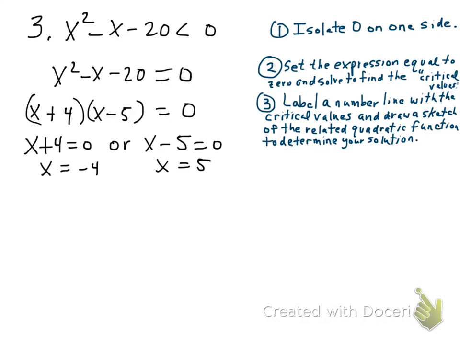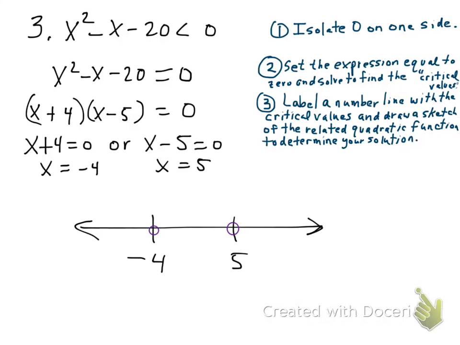First of all, I just want to point out that the critical values are the values of x that cause this function to equal 0. So let's go ahead and make a number line with the critical values on it. Now we're going to draw a sketch. Notice I put open circles on the critical values because we don't include where we're equal to 0 in our answer, because the inequality doesn't have an equal symbol. It's strictly less than 0. X squared minus x minus 20 is less than 0.